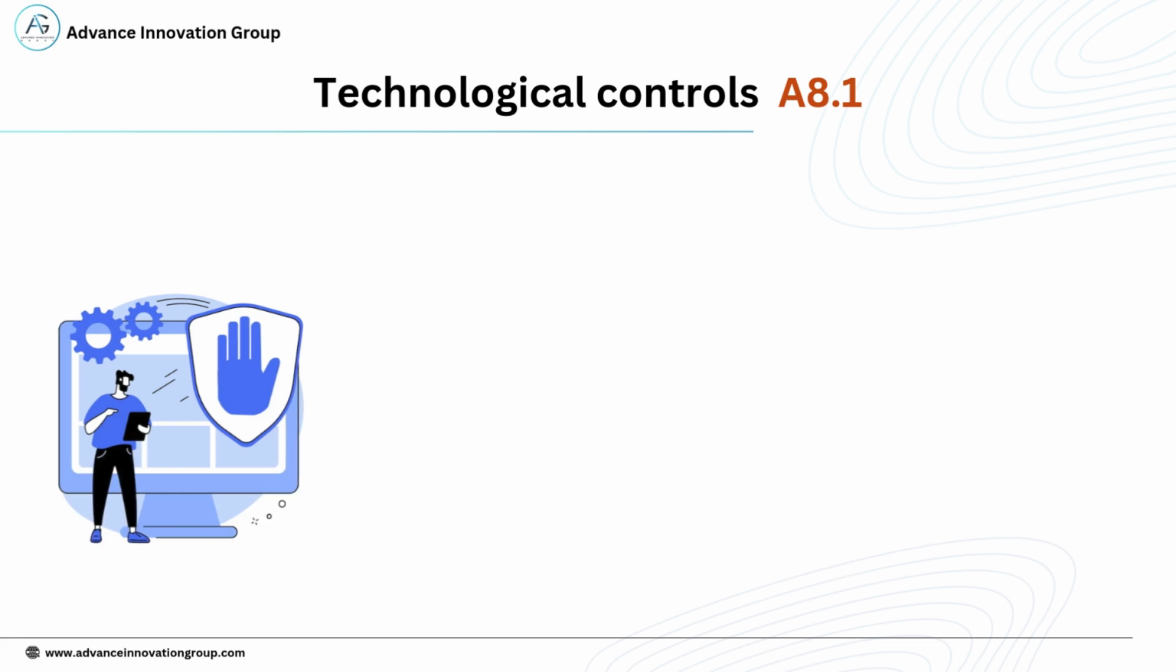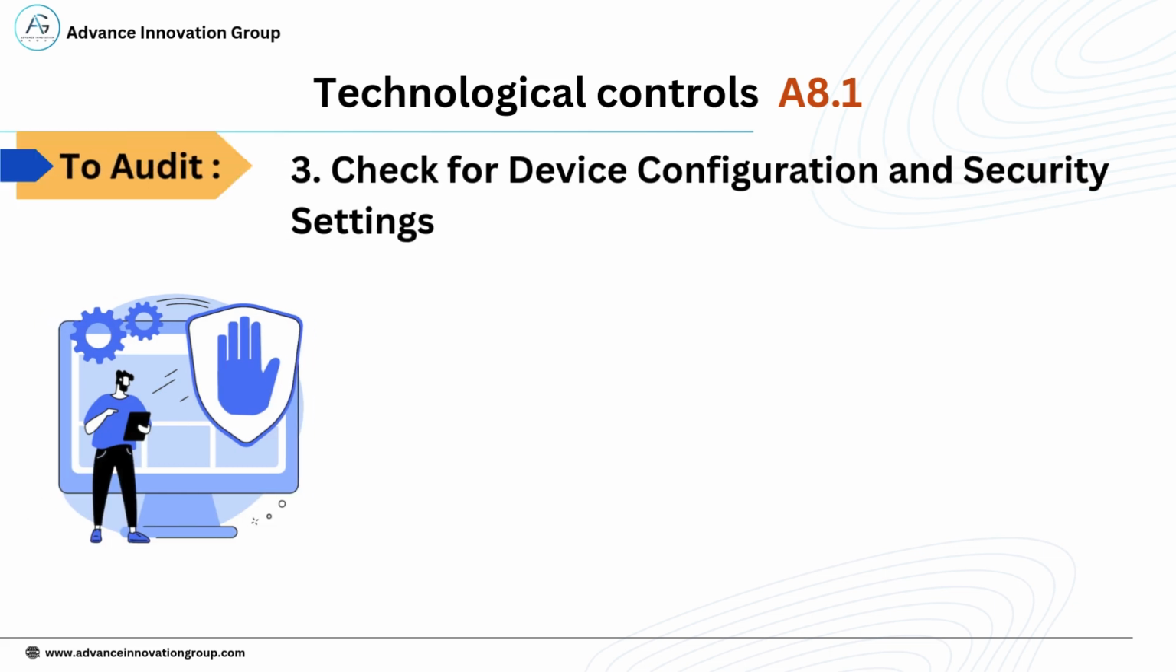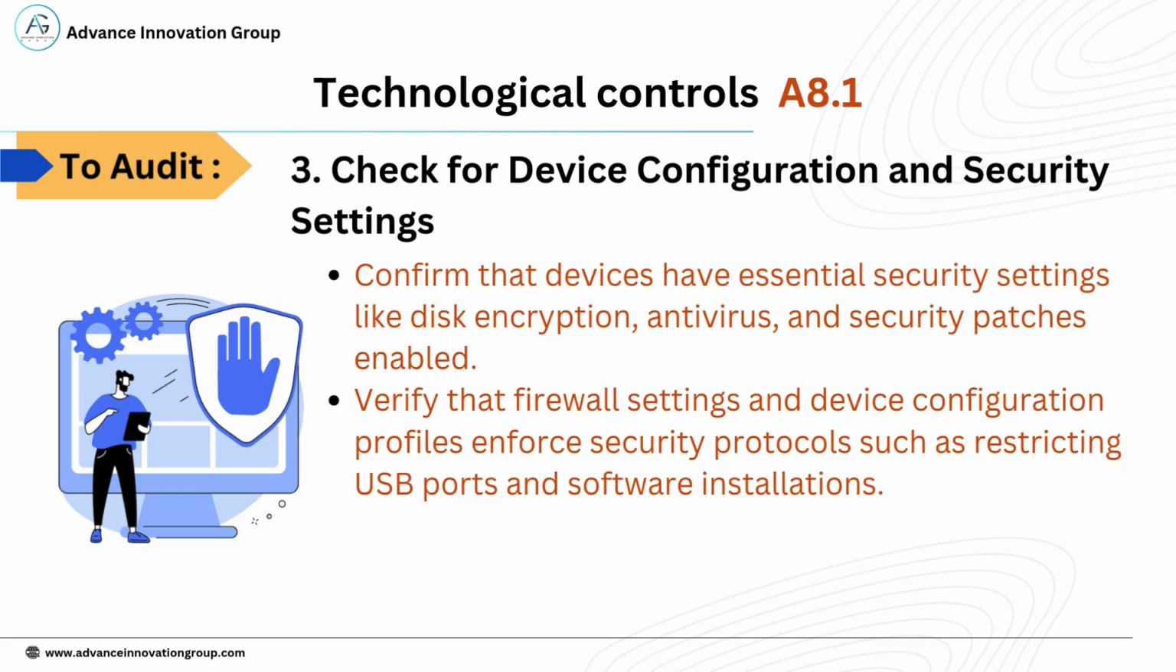Technological controls A8.1. To audit, third, check for device configuration and security settings. Confirm that devices have essential security settings like disk encryption, antivirus, and security patches enabled. Verify that firewall settings and device configuration profiles enforce security protocols such as restricting USB ports and software installations.